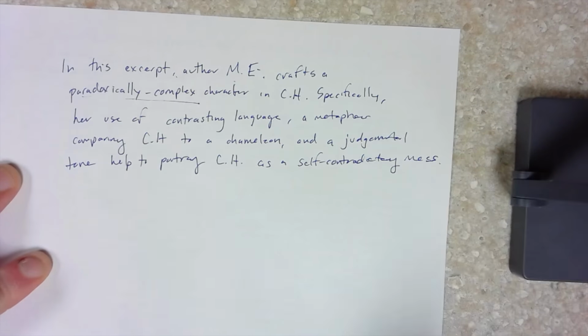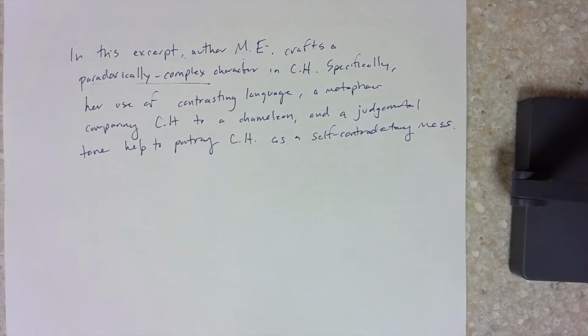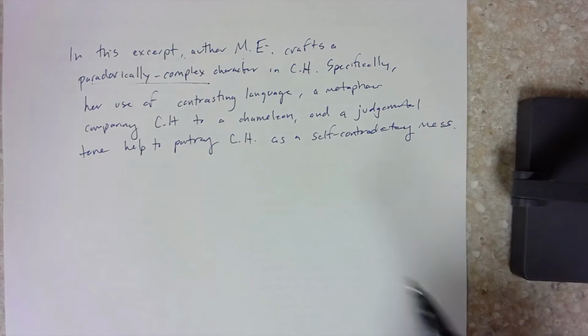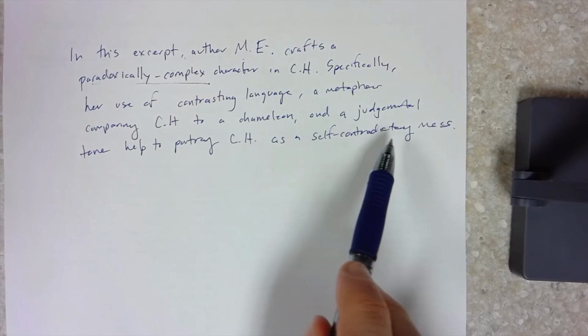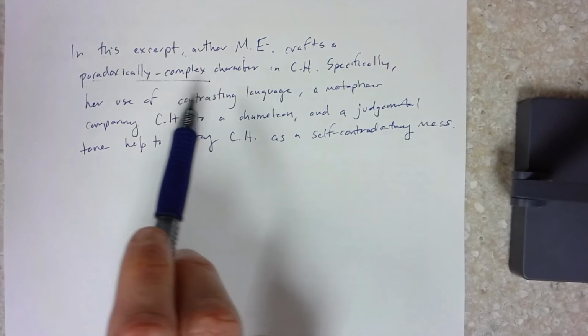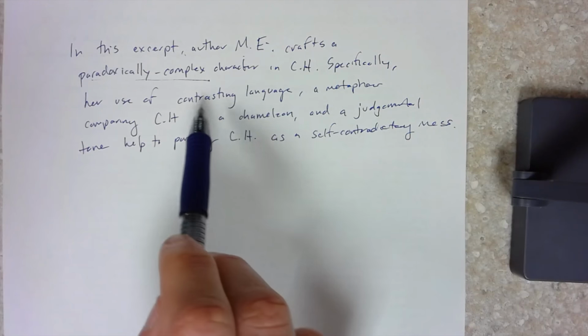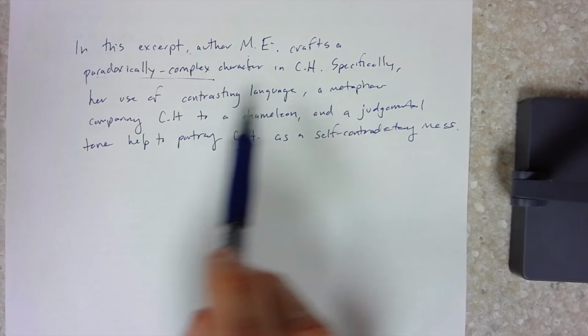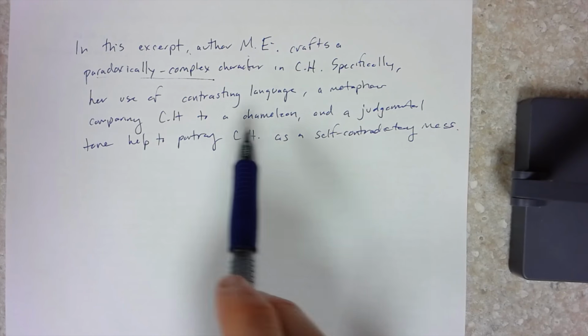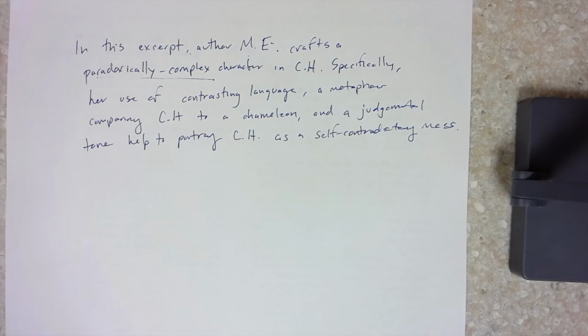mess. Right, so ultimately, it's a really simple paragraph. It's 2 sentences, but we identify him as a self-contradictory mess, a paradoxically complex character, but then also we talk about how we do that. It's through the contrasting language. It's through the metaphor, comparing him to a chameleon, and the author's judgmental tone. And so I think that's what we're looking for as far as our thesis statement is concerned.